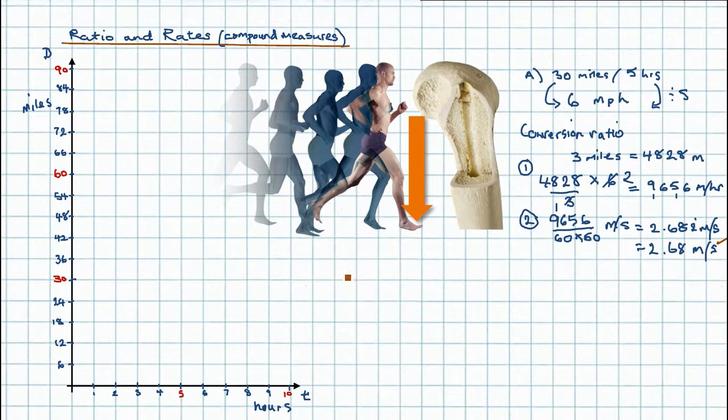Okay, let's try another one. This time what we're going to do is look at density. So if this was speed, which is distance over time, so speed is distance over time. Let's look now at density. Not density, pressure. So let's do this one here, pressure.